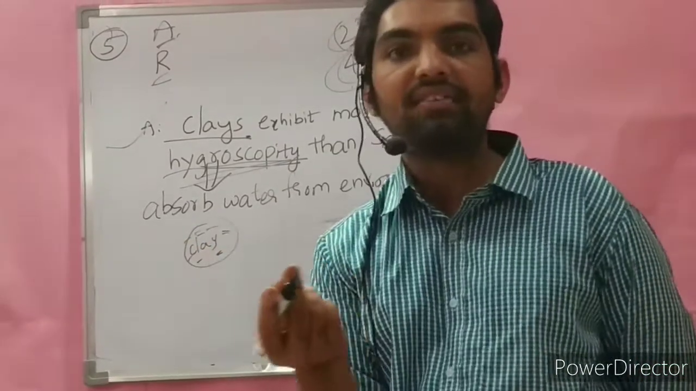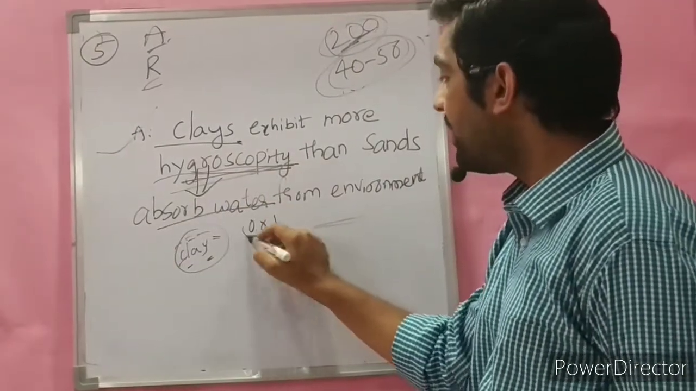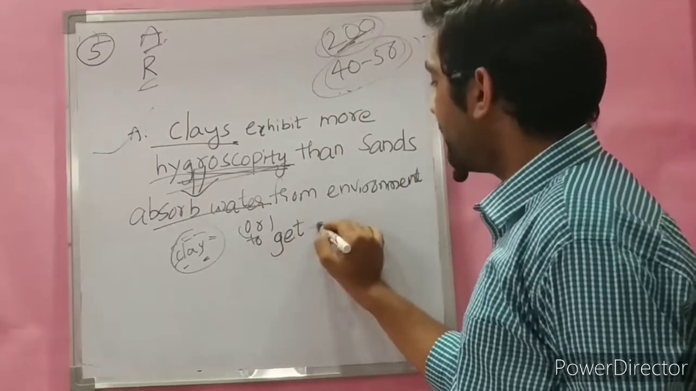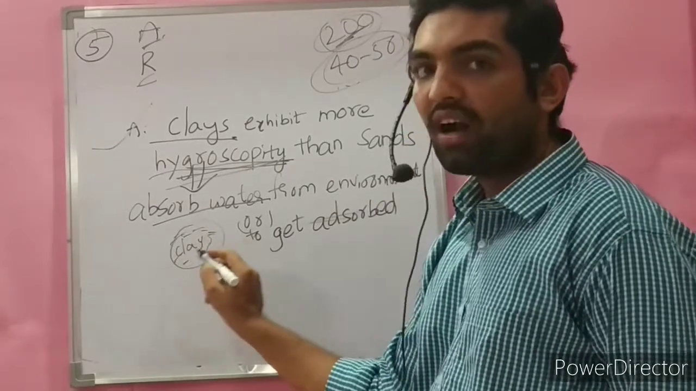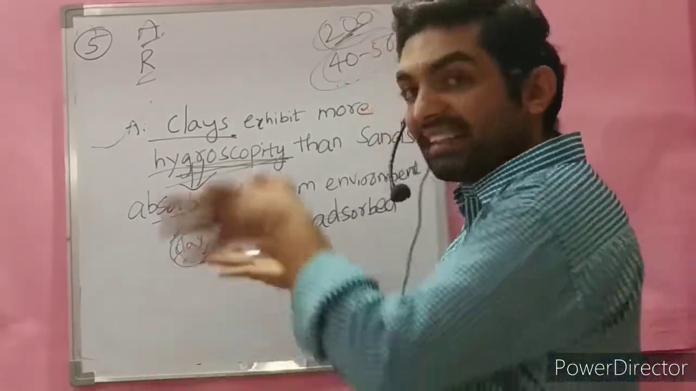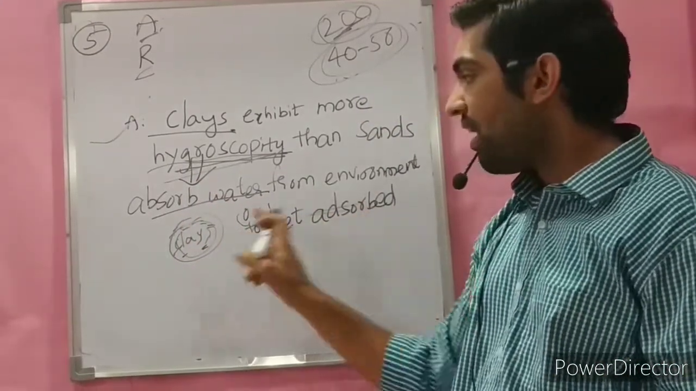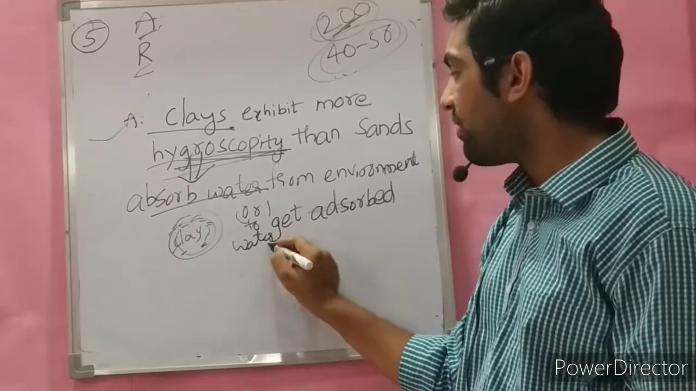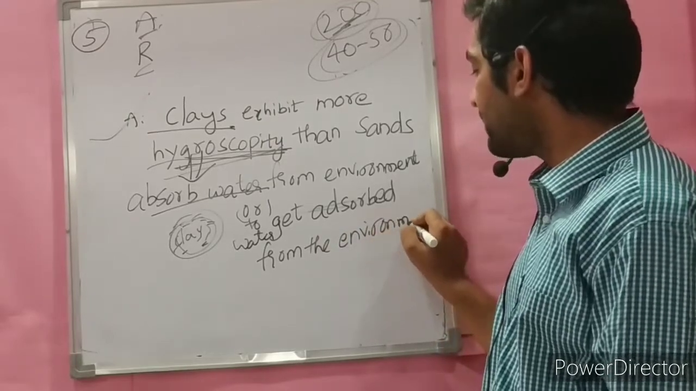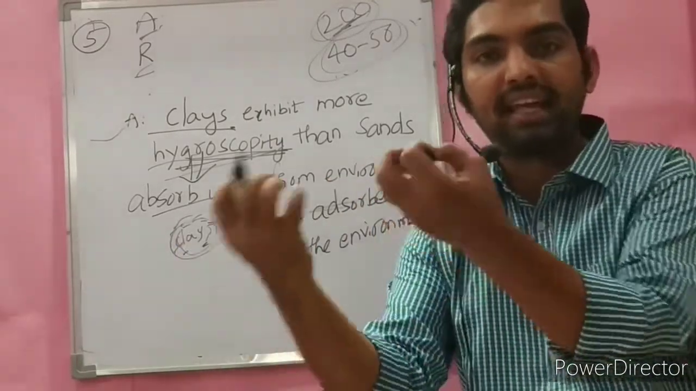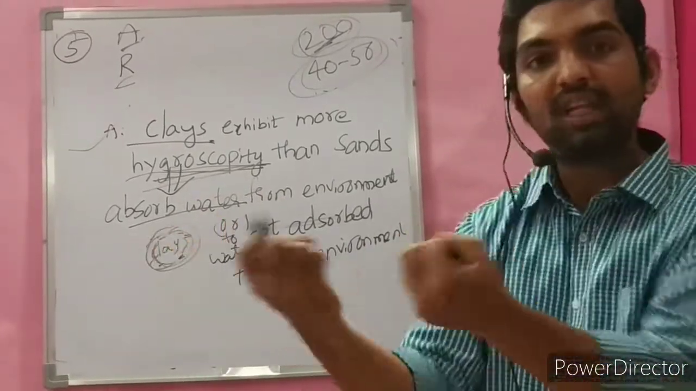The size of clay is also very, very small. So what does hygroscopicity mean? To absorb water or to get adsorbed. A water film is already there surrounding the particle, attached to the clay. Water gets adsorbed from the surrounding environment, and it can also form a film-like structure and absorb water as well.